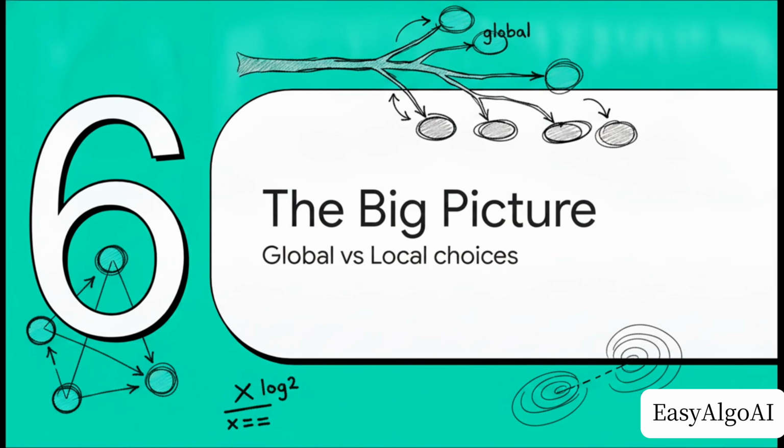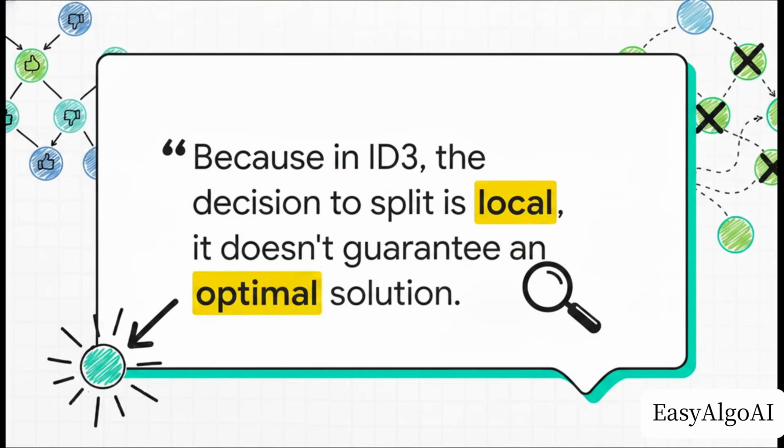And finally, Section 6, the big picture. Now, we have to talk about a really crucial caveat, which is beautifully captured in this quote from the source material. Because in ID3, the decision to split the dataset on each iteration is local, the algorithm doesn't guarantee an optimal solution. What does that actually mean? It means ID3 is a greedy algorithm.